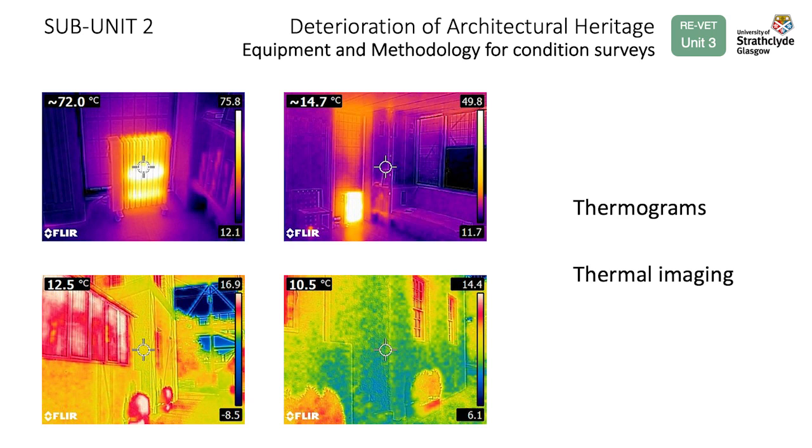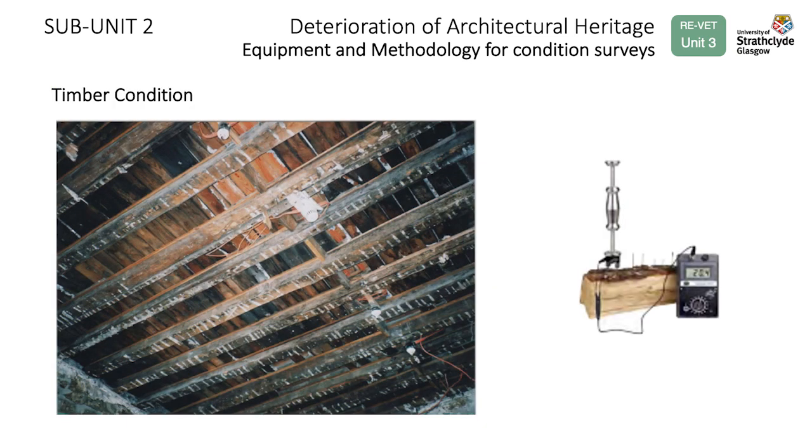They allow us to visualize and quantify temperature variations across surfaces. For accuracy of the thermal images, there needs to be a temperature contrast. Thermography is only totally effective and representative of the existing condition if the building is heated. Timber is a natural material, which makes the assessment of its condition more complicated.